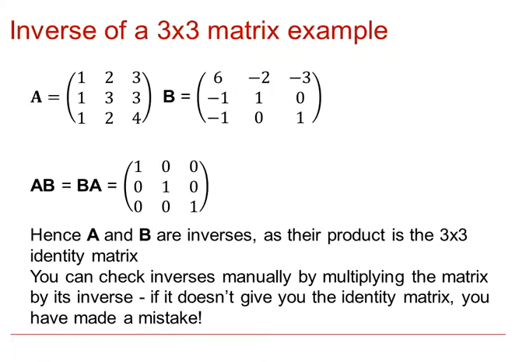In this 3x3 matrix example, you have A and B matrices as given, and you are told that AB equals BA equals that 3x3 identity matrix. You should pause the video now and check that B does indeed equal A to the minus 1 using your calculator. You should also remind yourself how to multiply matrices and check the result manually if you need to. This is because you can check inverses manually by multiplying the matrix by its inverse, and if it doesn't give you the identity matrix, you have made a mistake.